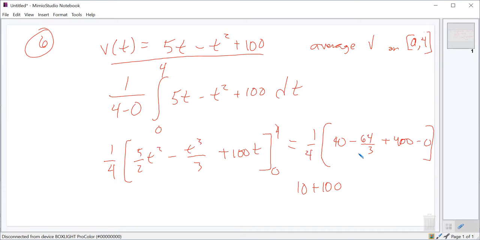What is that? 32 sixths. This should be 16 thirds. So minus 16 thirds, whatever that is. 330 minus 16 is 314 thirds. Looks like that's choice D, 104 and 2/3.